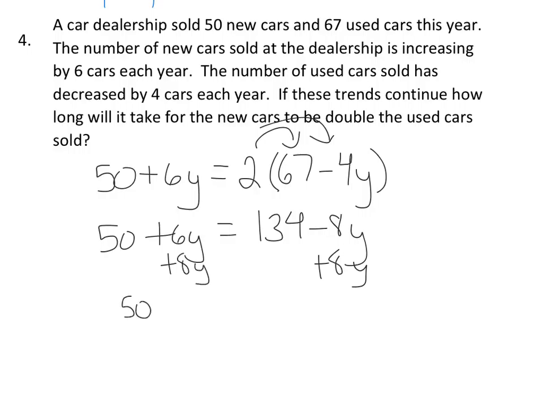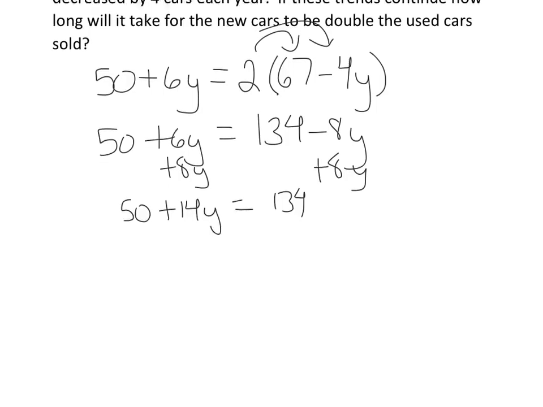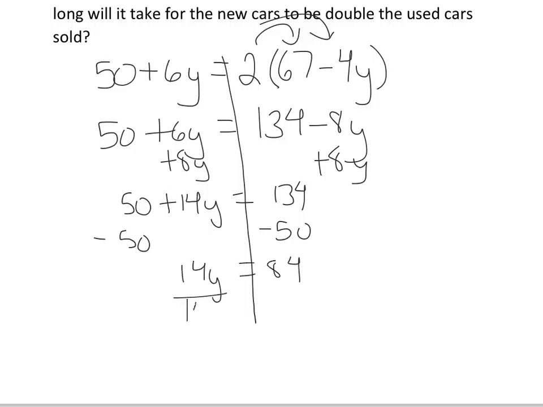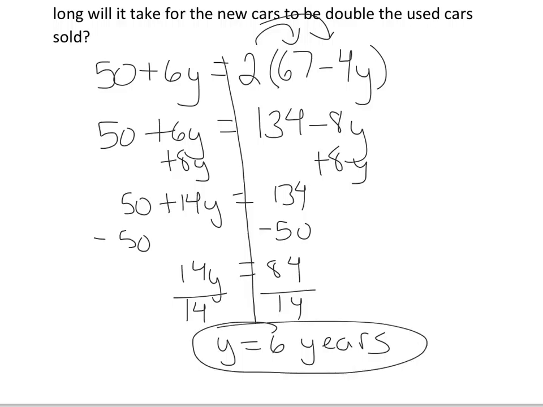So you have 50 plus 14y equals 134. I'm going to give us some more room to write. Subtract the 50. You get 14y equals 84. Divide by 14. You get y equals 6. And don't forget to give me what? 6 years. That's why I use the y. Okay?